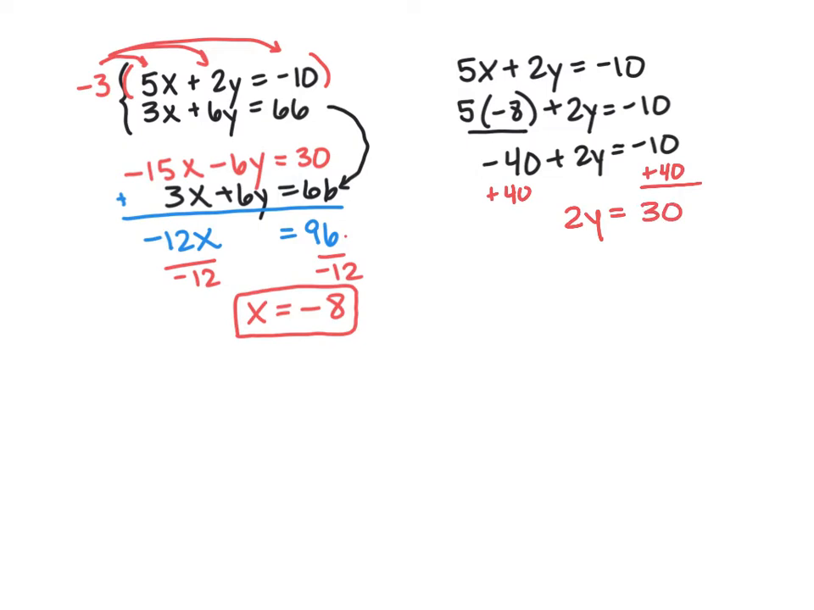I could pay 10 of that back. I still have $30 left. Now y is being multiplied by 2. The inverse of multiply by 2 is divide by 2. Y equals 30 divided by 2 is 15. So the point where this line on a graph intersects with this line on a graph is going to be at negative 8 on the x coming from there and 15 on the y coming from here.